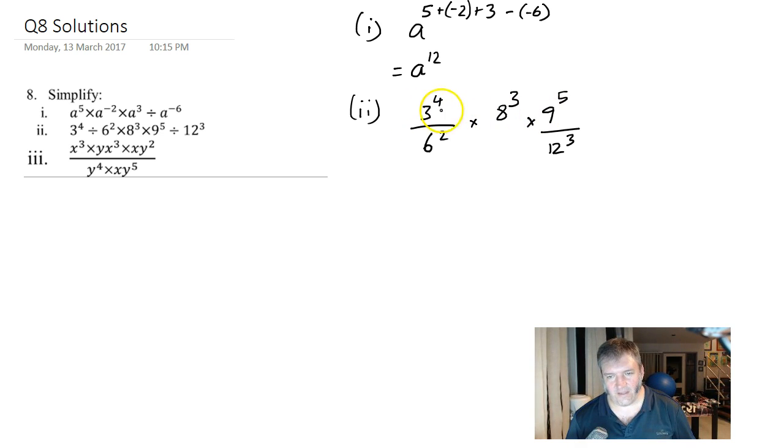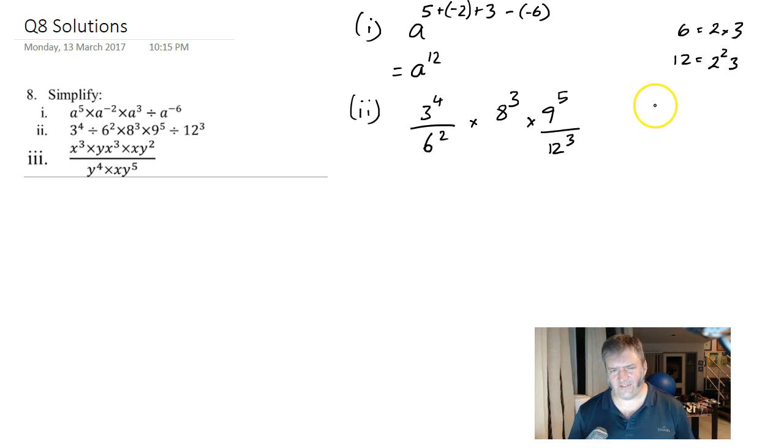Now, interestingly here, 3, 8, and 9, well, you know 8's a power of 2, 9's a power of 3. 6, well, that's made up of 2 times 3. And 12, well, that's 4 times 3, or 2 squared times 3. So we can use index laws to simplify these and express everything in terms of just powers of 2 and 3, which I think is what's implied by the simplify there.